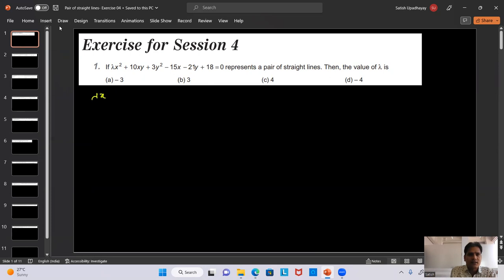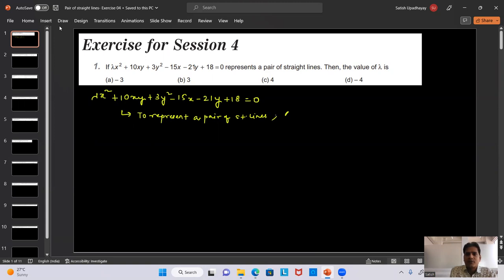Let me write the equation first. So it is given as lambda x square plus 10xy plus 3y square minus 15x minus 21y plus 18 equal to 0, right? For this equation to represent a pair of straight lines, our delta must be equal to 0.